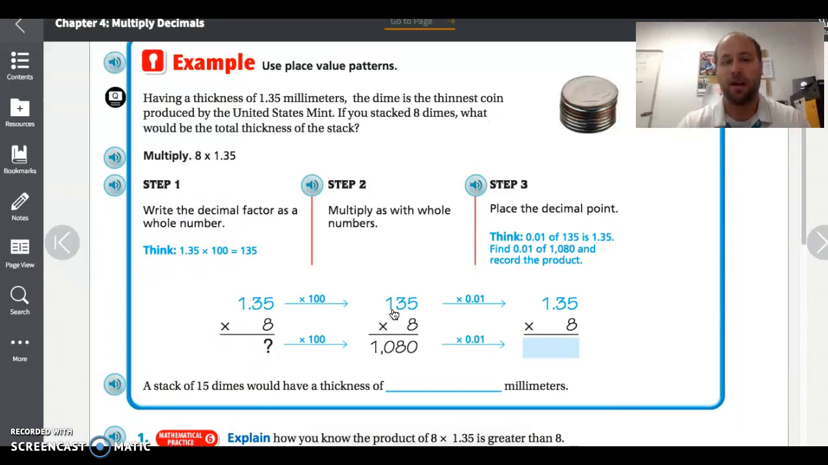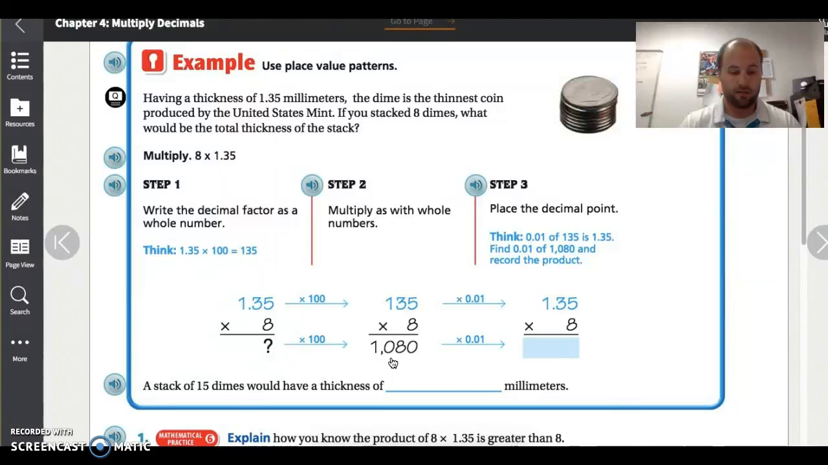Here's the trick. After you pretend that there's no decimal point here and you do 135 times 8, you get 1,080. The trick to put the decimal back in the correct place is: in the total mathematical problem, how many numbers are to the right of the decimal? Well, I see 1 and I see 2. This is a whole number, so there's nothing over here. So I only see 2 decimal places.